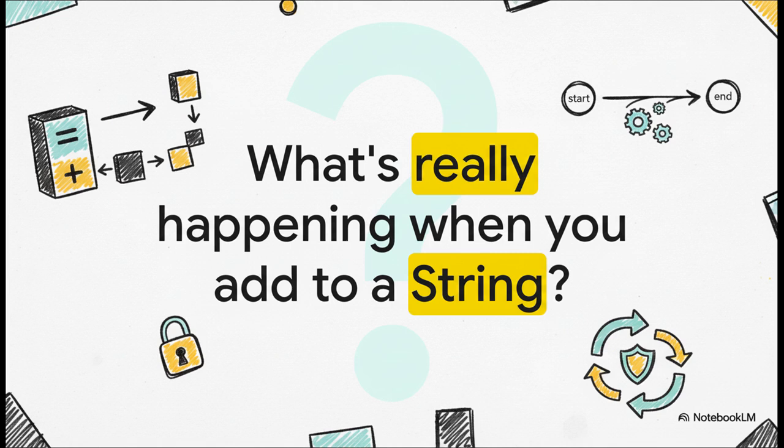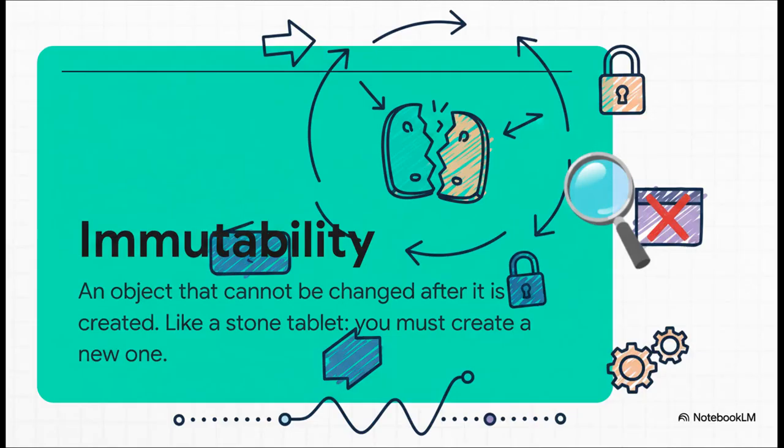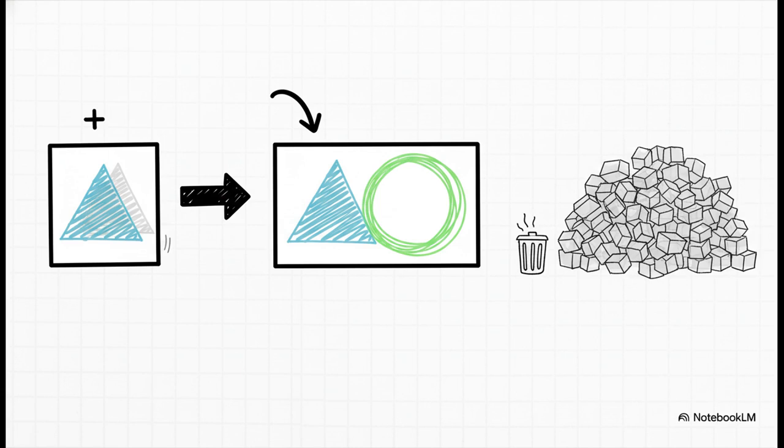Well, it's a little more complicated than it looks, and it all comes down to one key concept. And that concept is immutability. See, in Java, a String object is immutable. That means once it's created, it can never, ever be changed. The best way to think about it is like a stone tablet. Once you've carved your message into the stone, that's it. You can't just erase a word and carve a new one. If you want to change the message, you have to grab a whole new slab of rock and carve a completely new tablet.